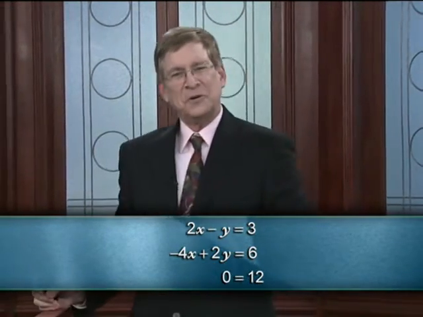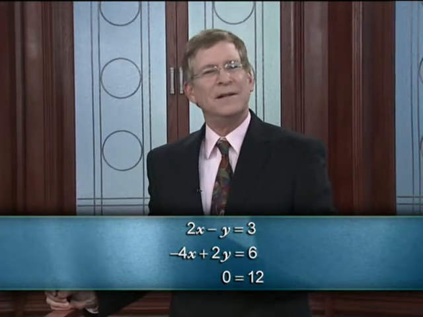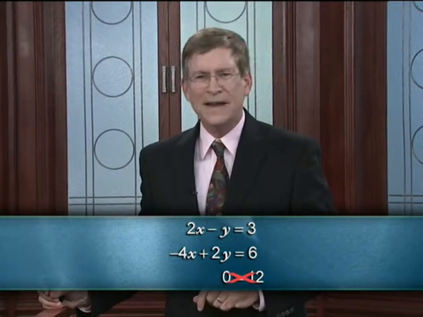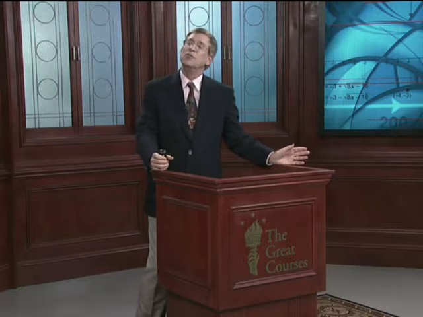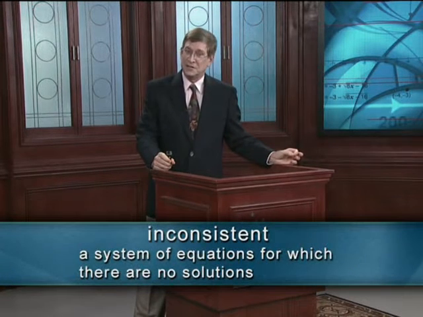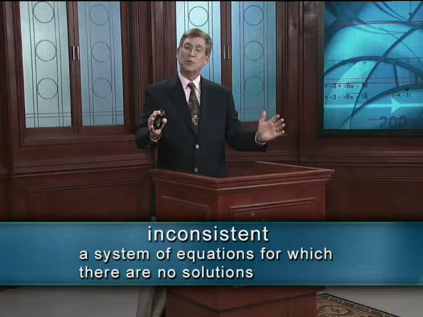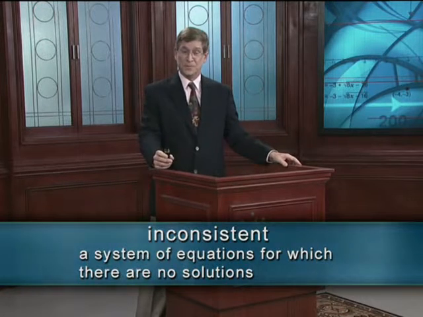And look at that second equation. 0 equals 12. That's never true. 0 is not equal to 12. What's our conclusion? This system has no solution. And the big word for that is inconsistent. It's a system of equations for which there's no solution.